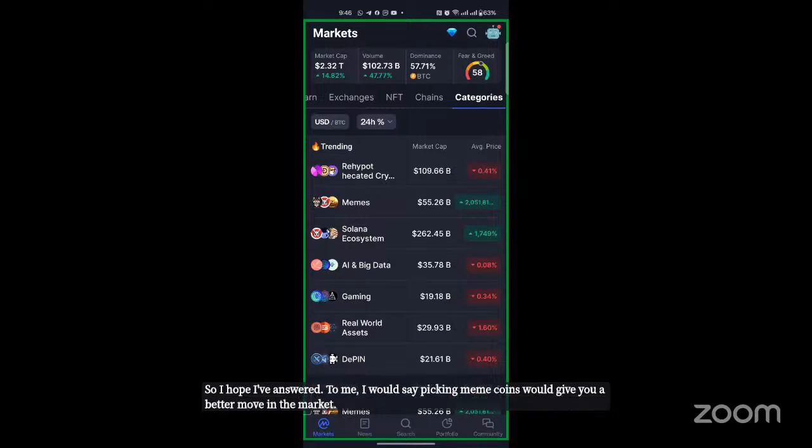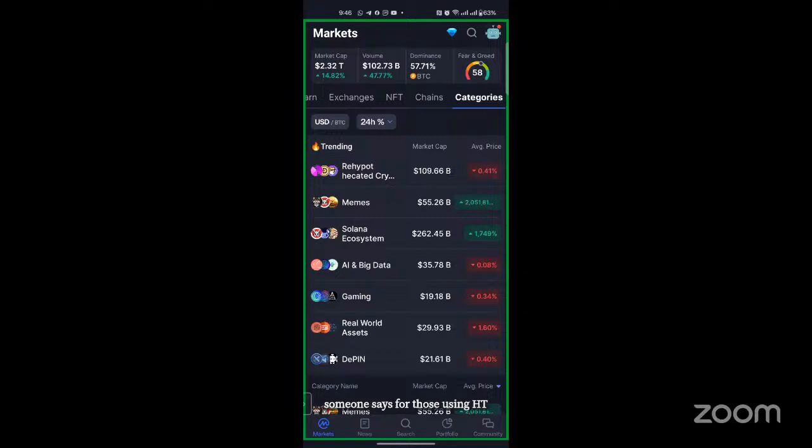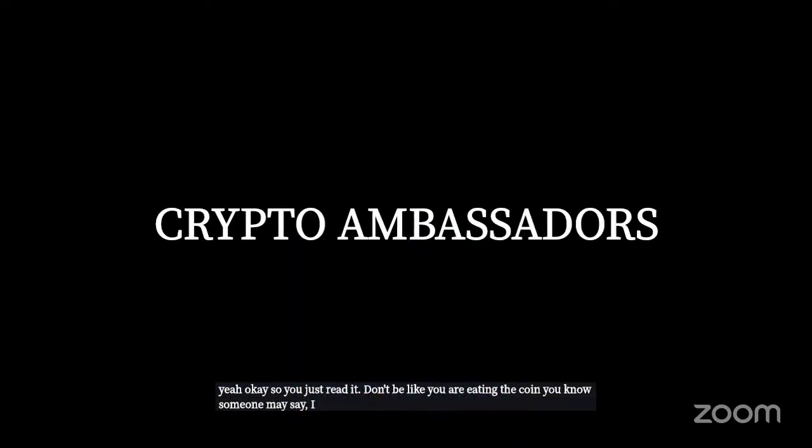Someone says for those using HTX, Poco is there. Okay, so you just trade it. Don't be like you are eating the coin. Someone may say, I have that thing so much. Me, I'll go and trade it as if I'm eating it. So with meme coins, just trade. Meme coins would be able to do you a better service. More questions?